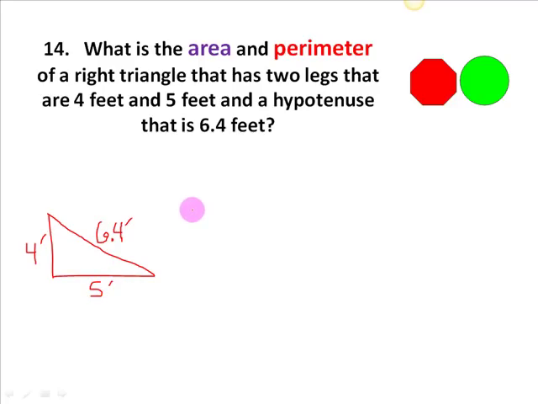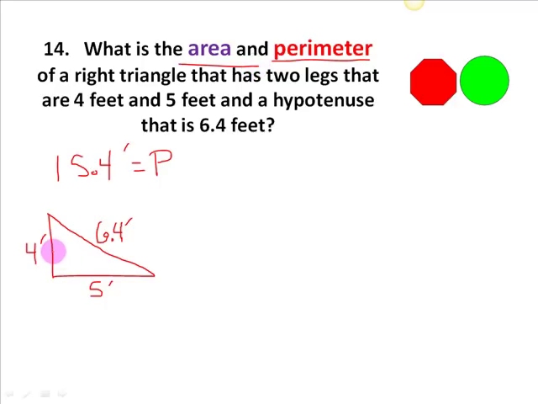Then it says, let's tackle the easy one first. That'll be the perimeter. What's the perimeter? Well, the perimeter of anything is just you total up all the sides. So it's the edge. So 4 plus 5 plus 6.4 is going to be 15.4. And perimeter is just length, so it's going to be feet. So that's our perimeter. Now, it says find the area.